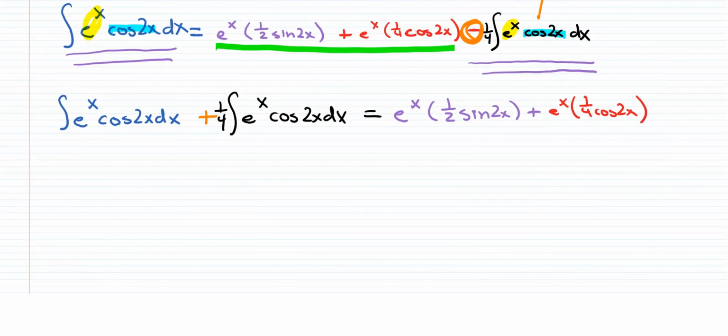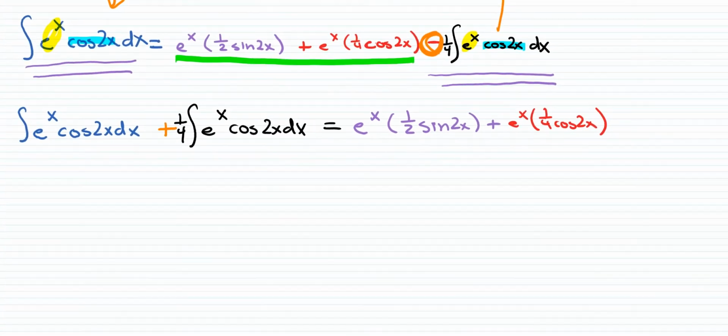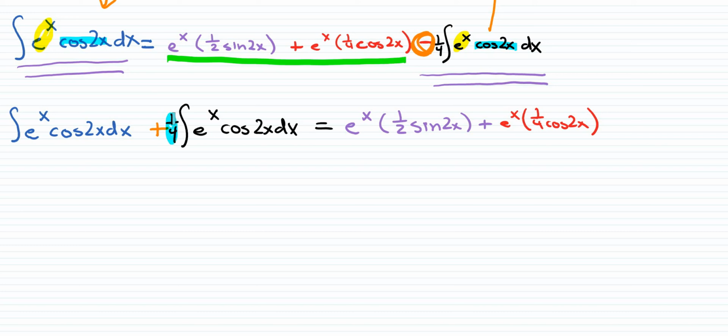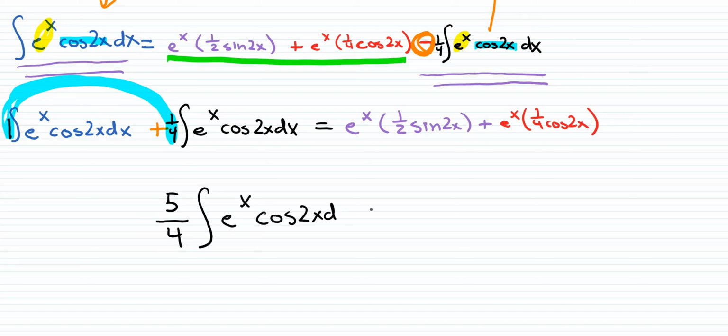Okay, so we're almost done here. Now I need to just combine like terms on the left hand side here. So there's a 1/4 here, and there's also like an invisible 1 over here, right? So I need to combine these two integrals here. So 1 plus 1/4 is going to be 5/4. So 1 plus 1/4 is 5/4, and that's going to be the integral of e^x times cos 2x dx equals all of this now, which is e^x bracket 1/2 sine 2x plus e^x bracket 1/4 cos 2x.